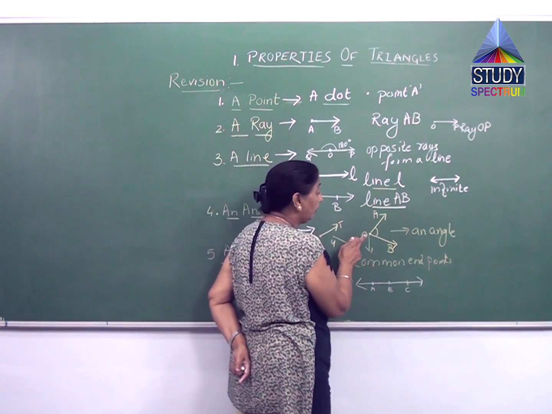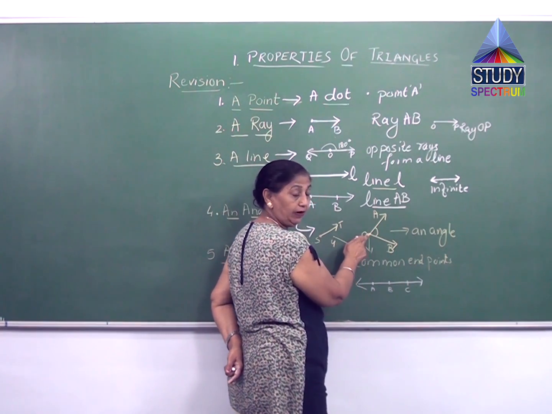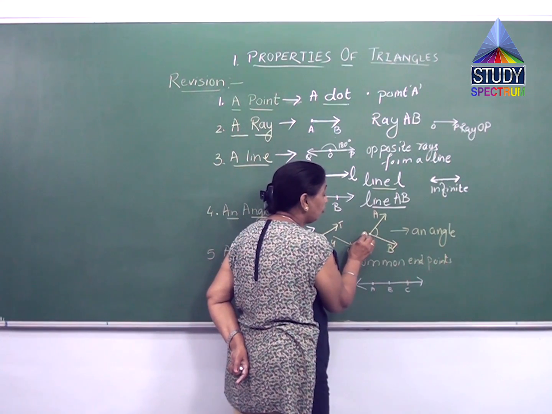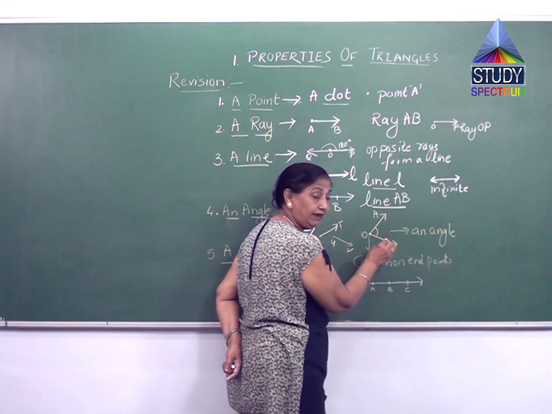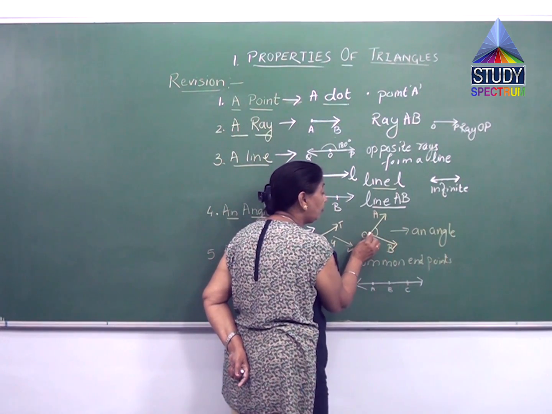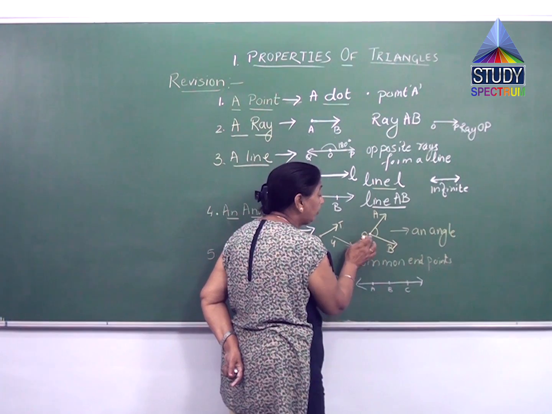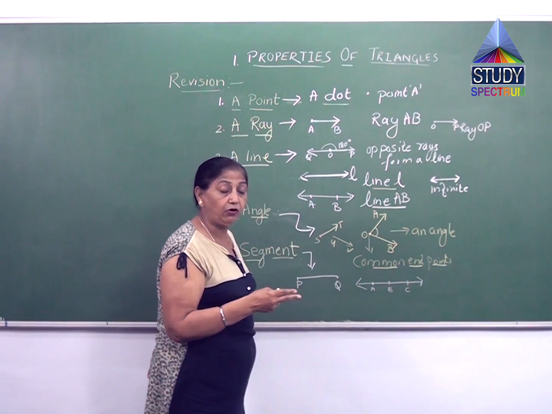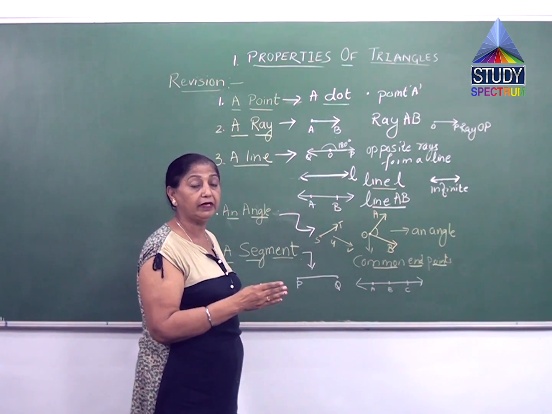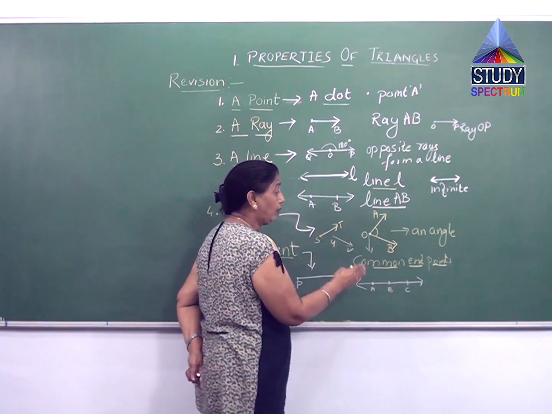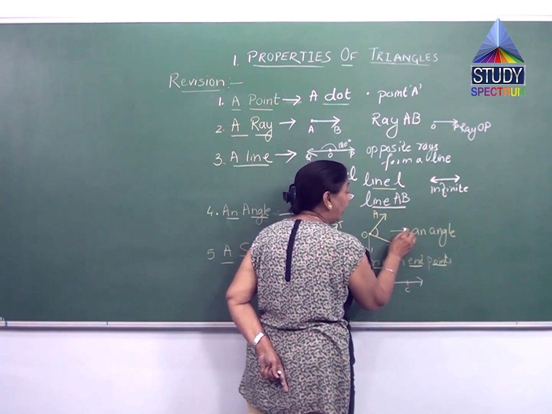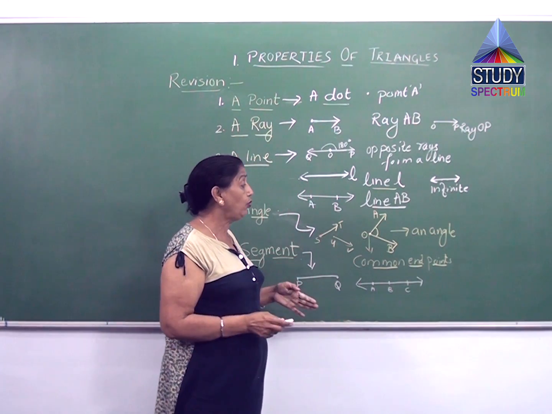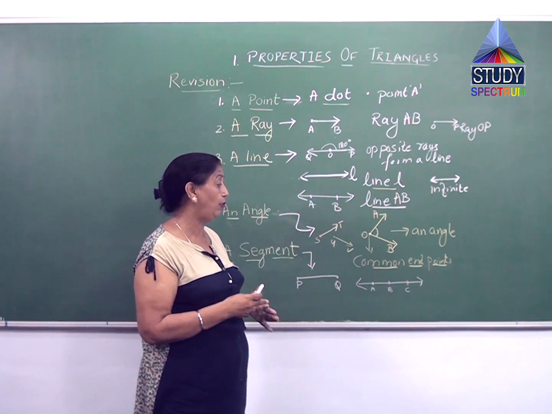Look at this figure. Here OA is one ray, the starting point of OA is O, and OB is the second ray. Here the starting point of OB is also O. That means they have a common end point. So the union of two non-collinear rays with a common end point is known as an angle. So what is an angle? Angle is a union of two non-collinear rays which have a common end point.